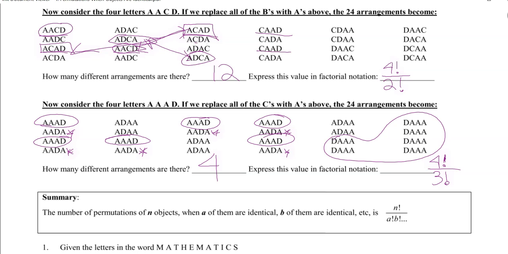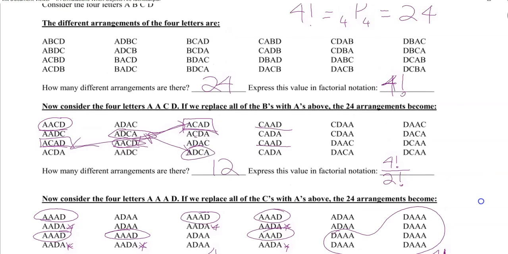So here's how it works. The number of permutations of n objects, when A of them are identical, B of them are identical, etc., is n factorial, all the ways that we can arrange it, and then we divide by A factorial, B factorial, and so on, where those are identical.